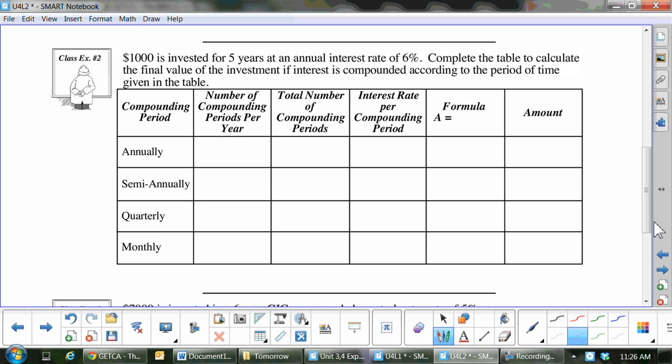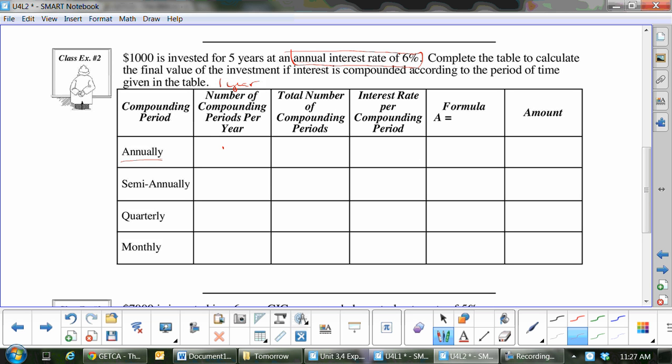So if you had $1,000 invested for 5 years at an annual interest rate of 6%, interest will always be given at an annual rate. Okay? So you will see this throughout the curriculum. It says complete the table and calculate the final amount of the investment if the interest is compounded according to the period of the time given. Okay? Now, I want to just talk about 1 year. Here's 1 year. How many compounding periods would there be if we went annually? How many annual periods are there in 1 year?